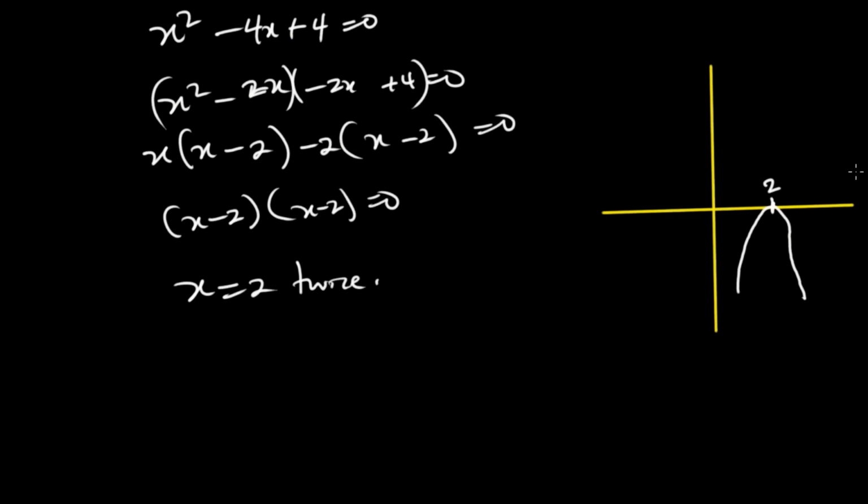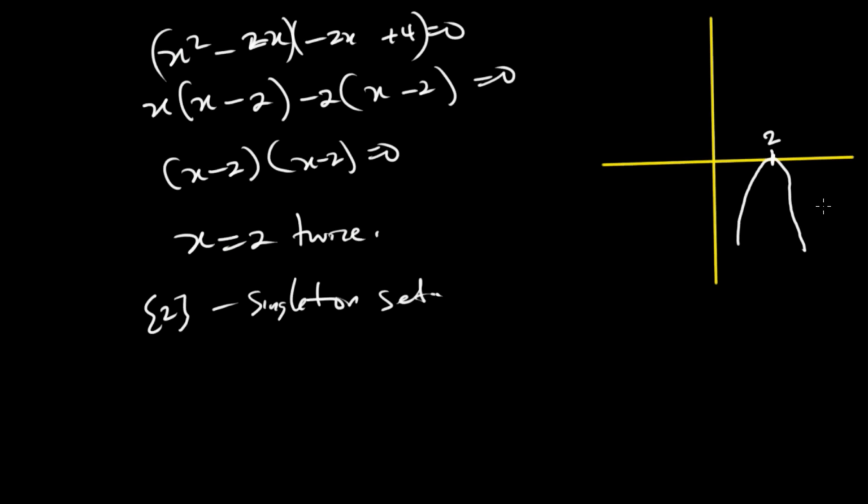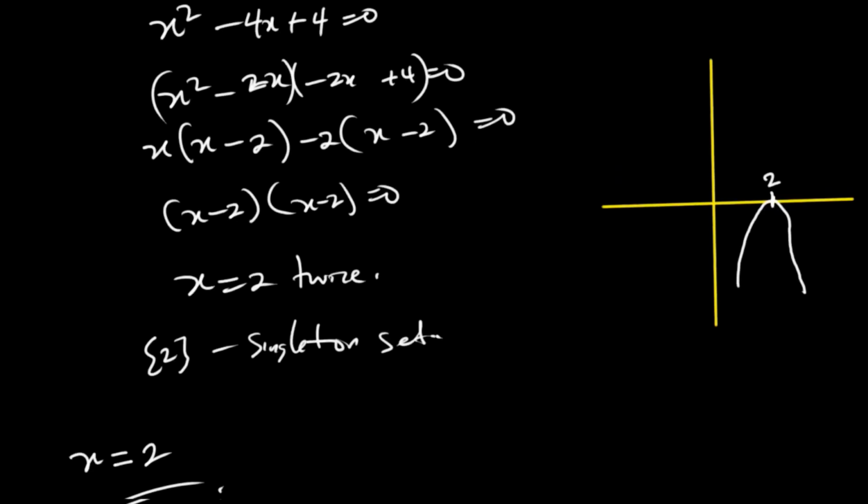If you want to write the solution in the form of a set, this is a singleton set. So invariably, whenever I have real and equal roots, the solution to the quadratic inequality is going to be x equal to that particular root, which is 2. So we have the solution to the inequality to be x equal to 2. That's simply how we can go about having real and equal roots under quadratic inequality.